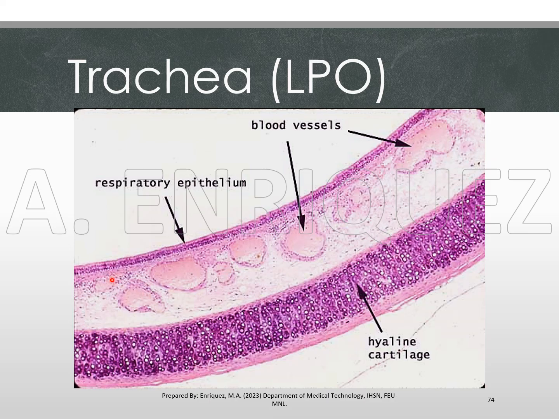So, again, on this outer portion right here, we would be able to observe the respiratory epithelium. Again, what is the composition of the respiratory epithelium? Pseudostratified, ciliated, columnar cells. These things right here that look like holes are blood vessels, all right? These are the blood vessels that supply oxygen and nutrients to our trachea. And these areas right here are the hyaline cartilage. All right, so don't forget, our trachea is made up of C-shaped rings of hyaline cartilage.